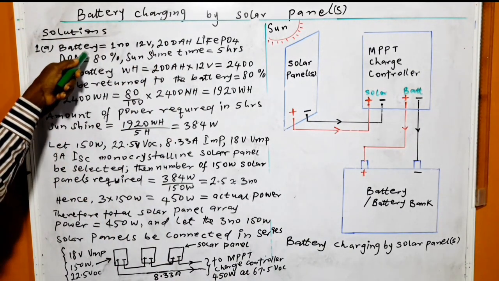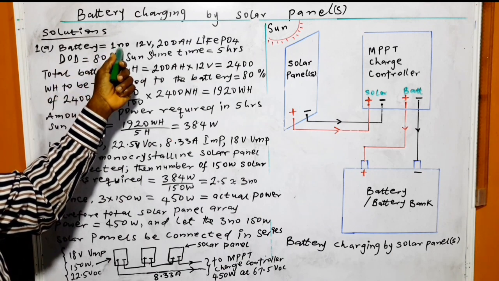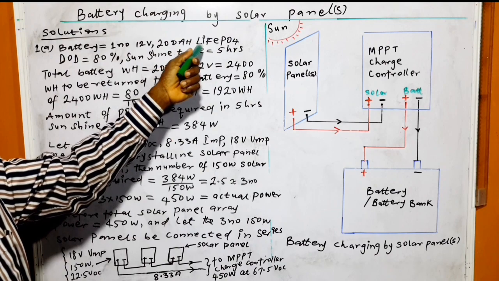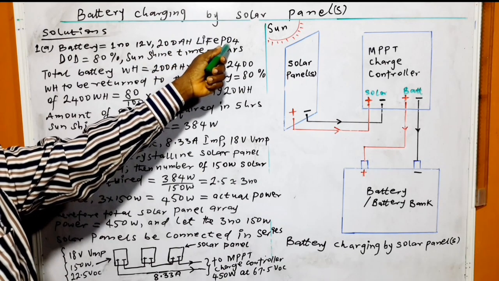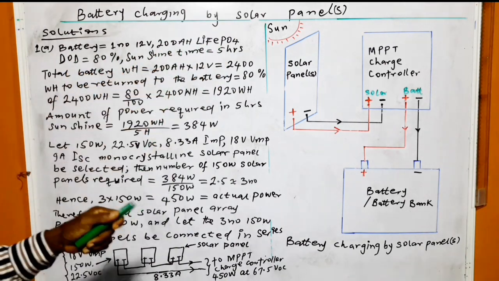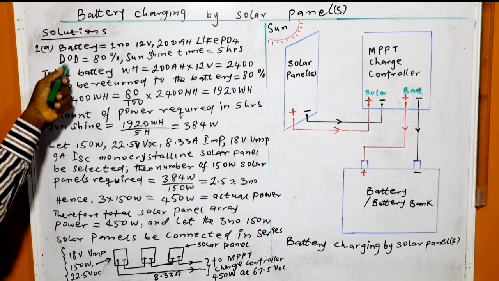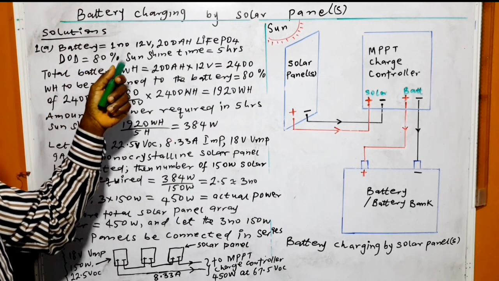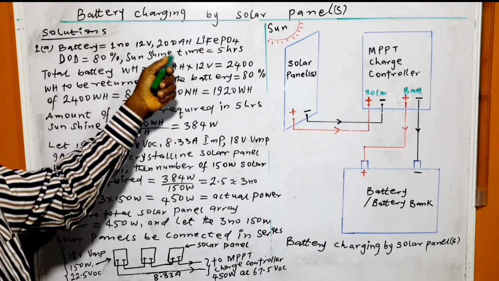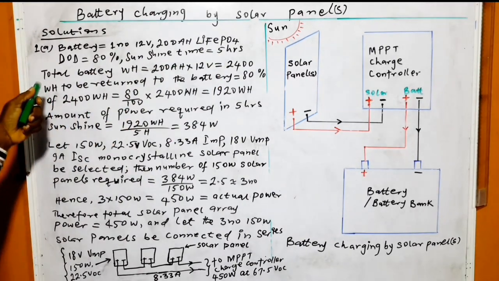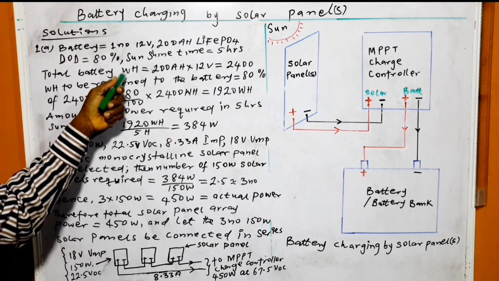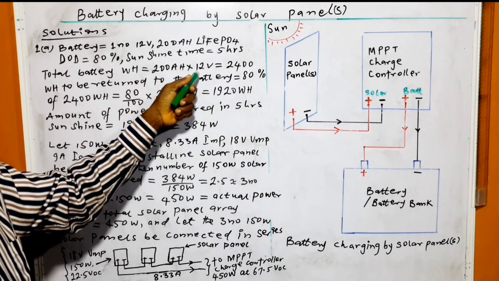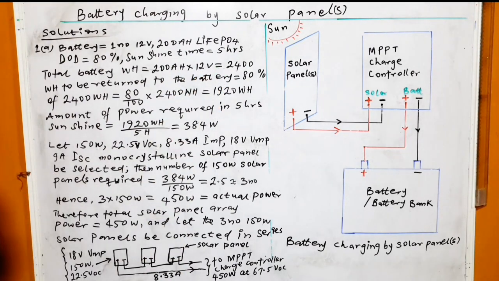1A, battery 1 is equal to 1 number 12 volts 200 ampere hour lithium iron phosphate battery. DOD, that is depth of discharge, is equal to 80%. That is 80% has been used. Sunshine time is equal to 5 hours. Then total battery watt hour is equal to 200 ampere hour multiplied by 12 volt. That is 2400.